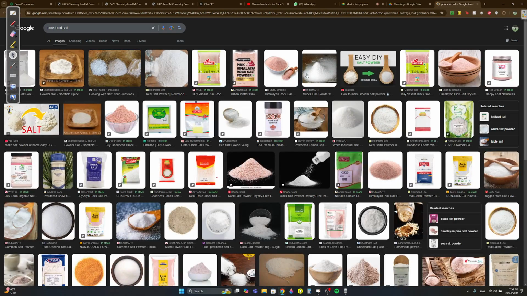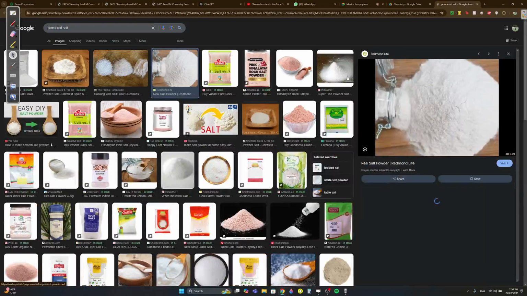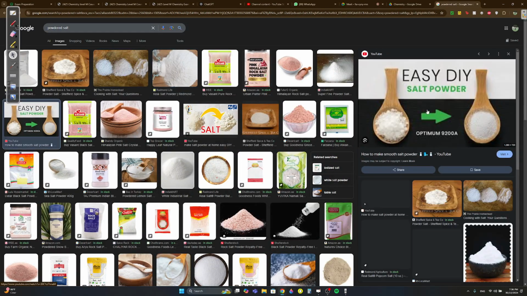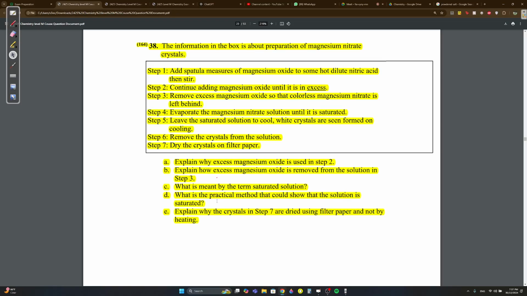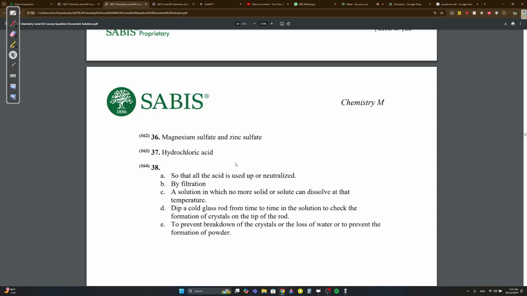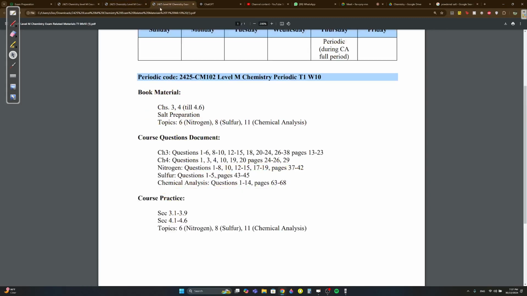This is the picture I'm trying to show you. You can have crystals or you can have powders. If you heat it up, it might change into a powder, and we don't want that. We want it to stay as a crystal. So the crystals in step 7 are dried using filter paper to prevent them from becoming powder.